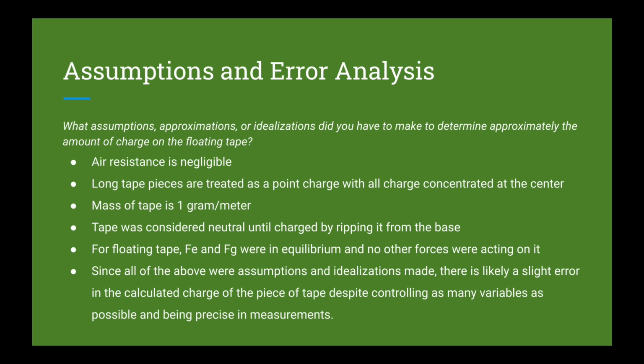For the floating tape, Fe and Fg were in equilibrium and no other forces were acting on it. Since all the above were assumptions and idealizations made, there is likely a slight error in the calculated charge of the piece of tape despite controlling as many variables as possible and being precise in measurements.